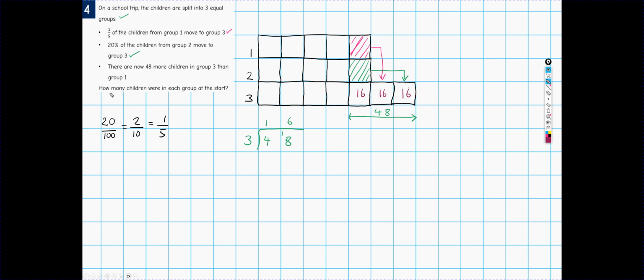Actually, what's our question? We are asked how many children were in each group at the start. Well, at the start, there were 5 parts in each group. So I need to do 16 times 5. Okay. So 5 6s are 30, and 5 1s are 5, and that is plus the 3 is 8. So the final answer is that there were 80 children at the start.